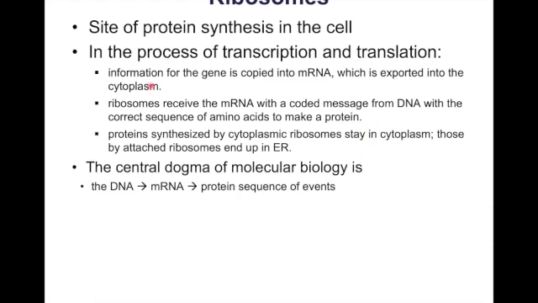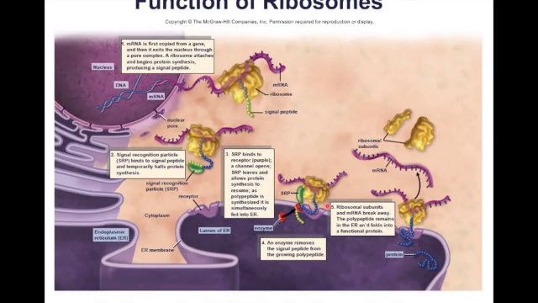So this is transcription. This process is called translation. So we translate the message of RNA into protein. And so we call this the central dogma of molecular biology: DNA to RNA to protein sequence. And here's just a diagram of that. It could be helpful for your notes, so you might want to consider printing that out.